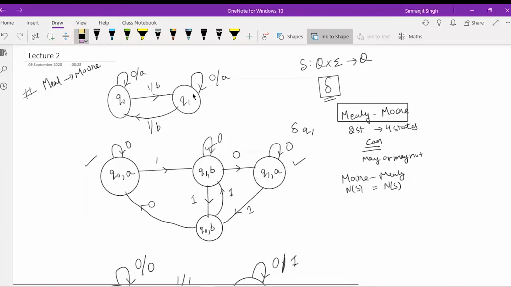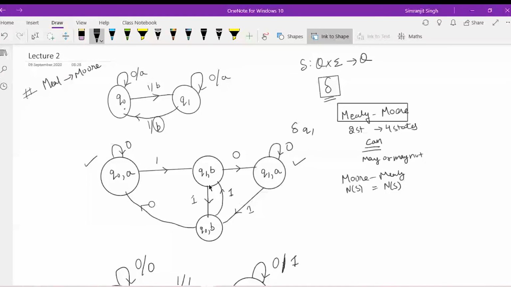For input 1, which goes to B, which goes to Q naught. If you clearly see, it will go to that Q naught which has an output B. But if I do this, this Q naught has an output A. So I cannot divert it to this because it is already defined.